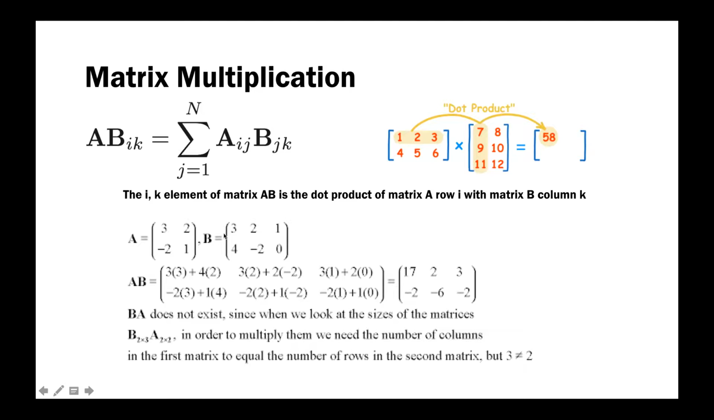But now notice, if I tried to compute BA, I would have 3 columns of B attempting to be dot product with the 2 rows of A. That doesn't make sense. So I cannot compute BA. It does not exist.